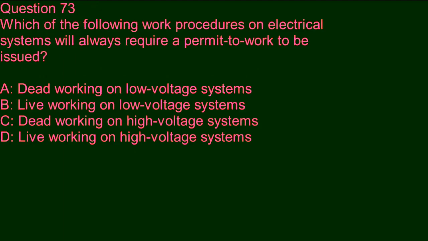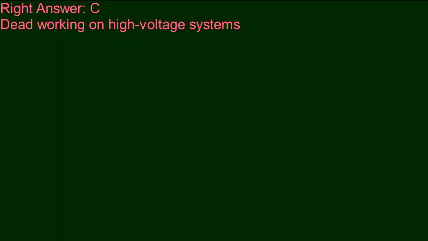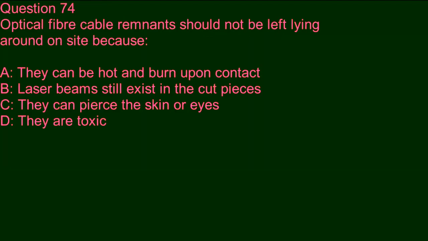Question 73. Which of the following work procedures on electrical systems will always require a permit to work to be issued? A. Dead working on low voltage systems. B. Live working on low voltage systems. C. Dead working on high voltage systems. D. Live working on high voltage systems. Right answer, C. Dead working on high voltage systems.